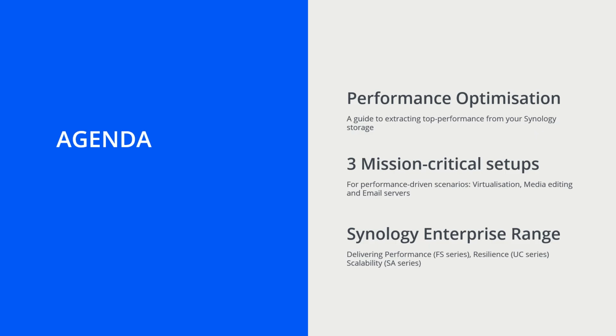So, the agenda for today. The core part is performance optimization, and we're presenting this as a guide or a methodology, step by step, on how you would achieve this performance optimization. That's going to be really the heart of the session. We'll be illustrating this methodology with 3 mission critical setups: iSCSI virtualization, media editing, and email servers. And then we'll wrap this up by talking about the Synology Enterprise range, which parts of the range will be most suitable for these setups that we'll have mentioned.